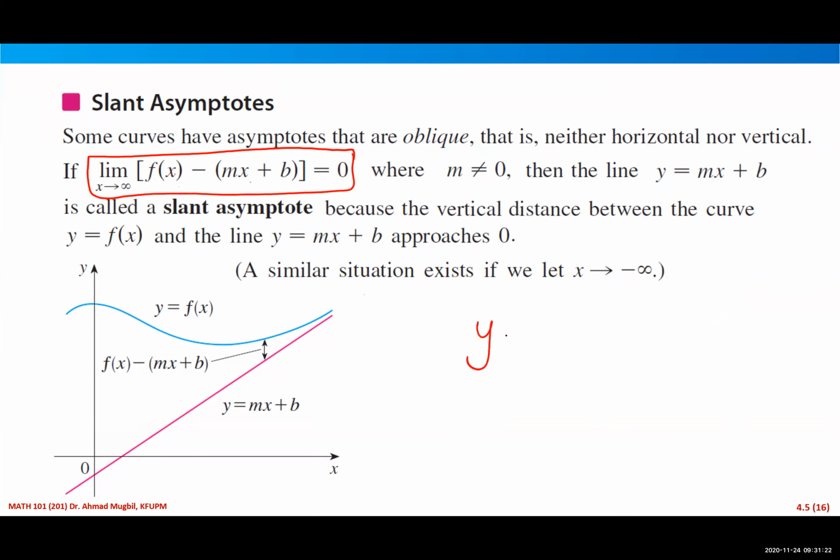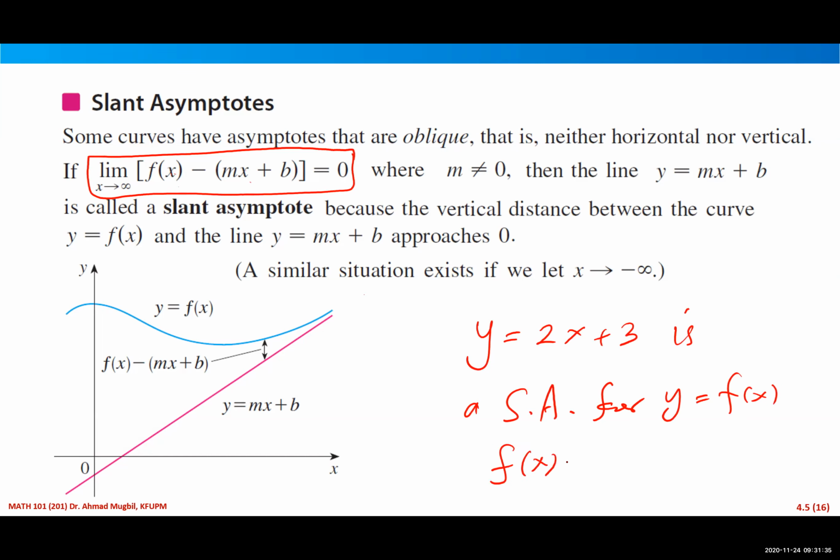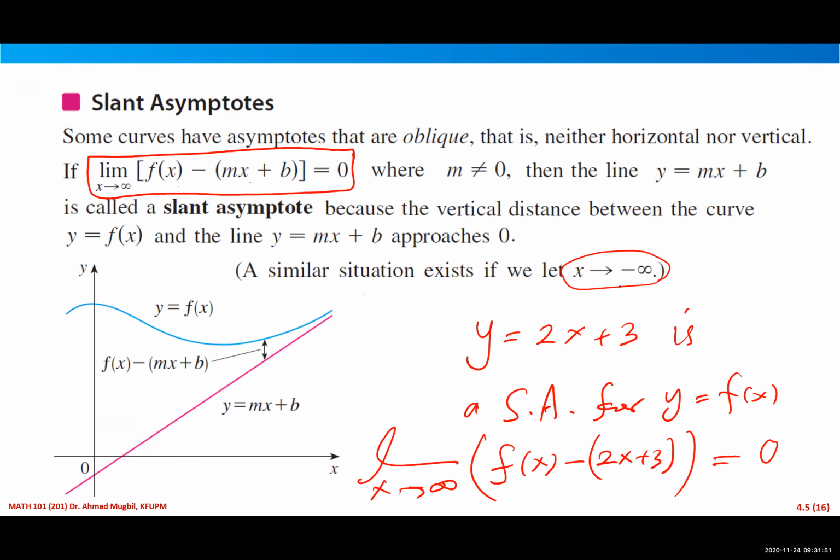For example, if you said, oh, I know that 2x plus 3 is a slant asymptote for a function, any function, let's say f of x. If you said that, you need to check that if you subtract this line from the function and take the limit when x goes to infinity or negative infinity, it must be 0. So this is the easier way to explain that. The similar argument can, of course, be made when x goes to negative infinity.